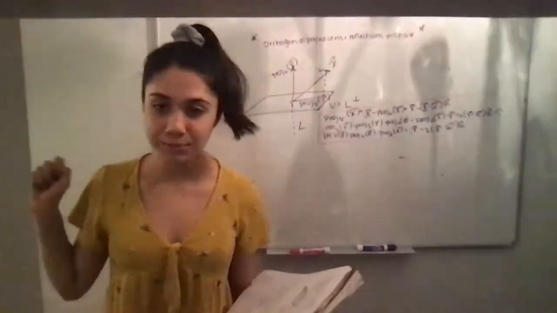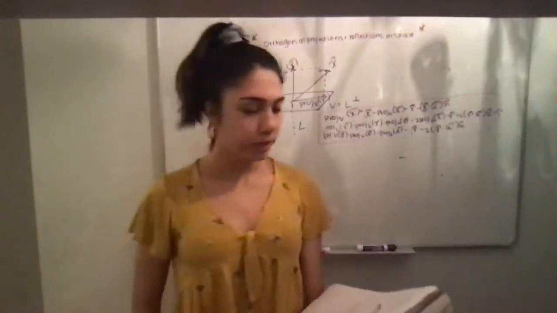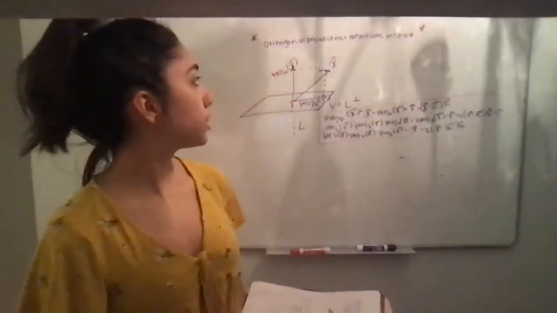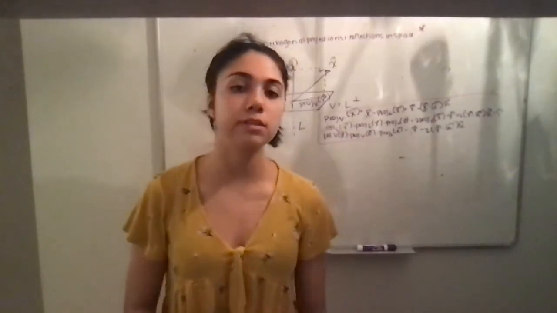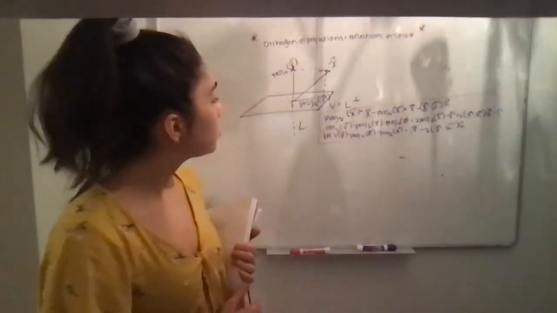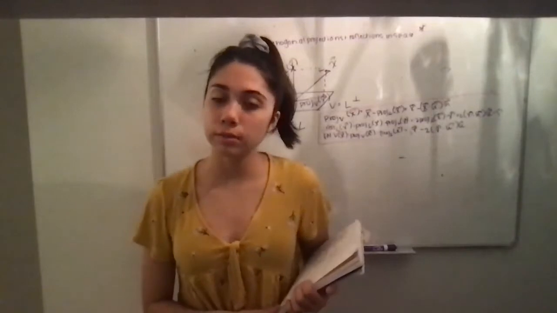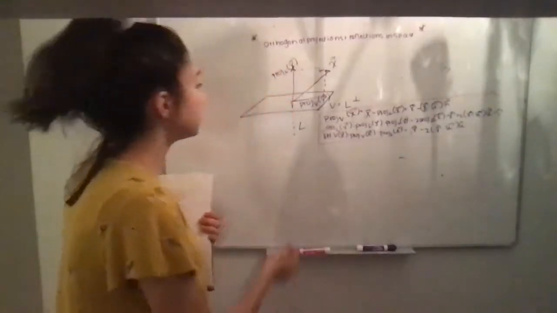Hey guys, so part 3 of the video is dealing with orthogonal projections and reflections in space. It's drawing out all this stuff and also relating projections and reflections to each other a little bit more. So I've drawn a diagram here.